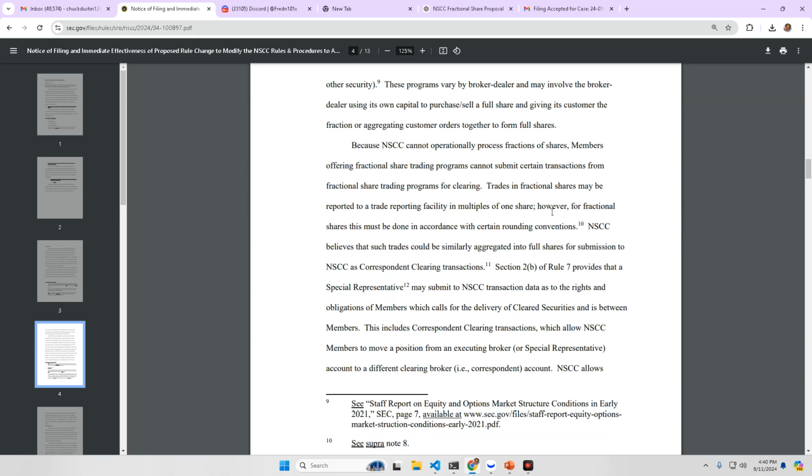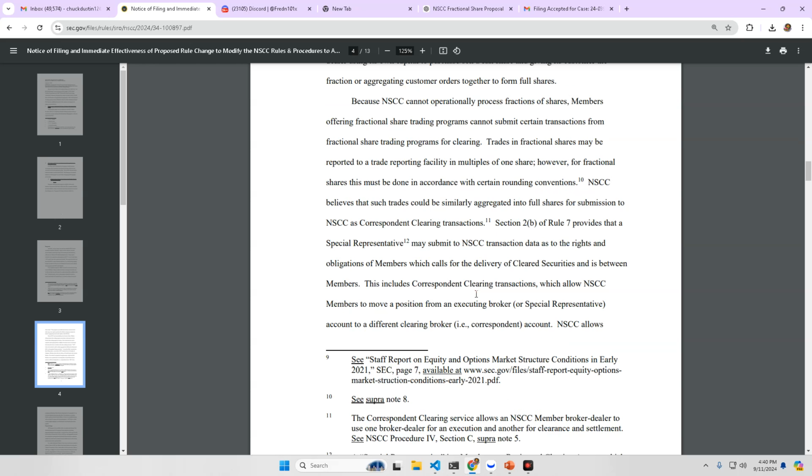And it says here that because NSCC cannot operationally process fractions of shares, members offering these fractional share programs cannot submit certain transactions from fractional share trading programs for clearing. So that could be a big problem. Trades in fractional shares may be reported to a trade reporting facility in multiples of one share. For fractional shares, this must be done in accordance with certain rounding conventions.